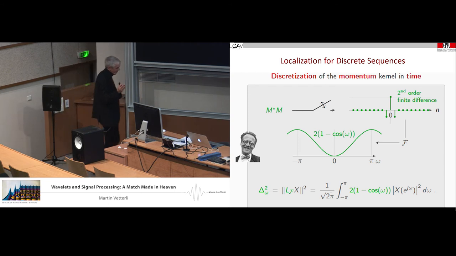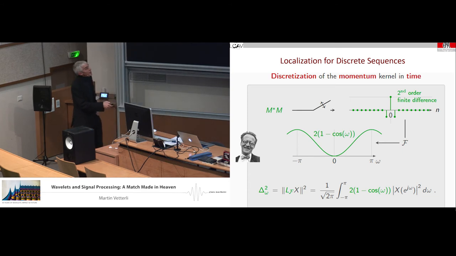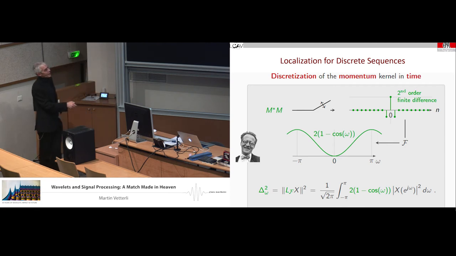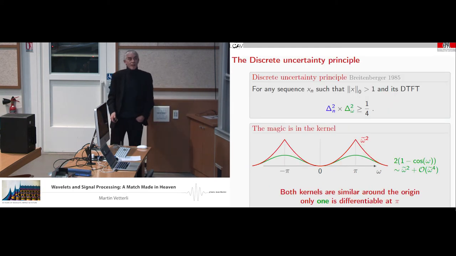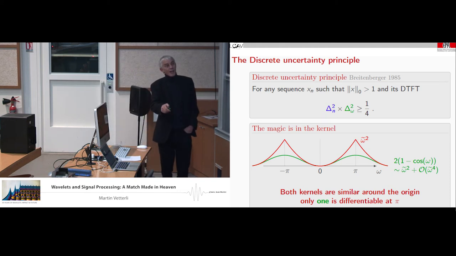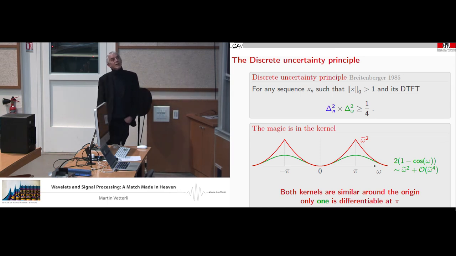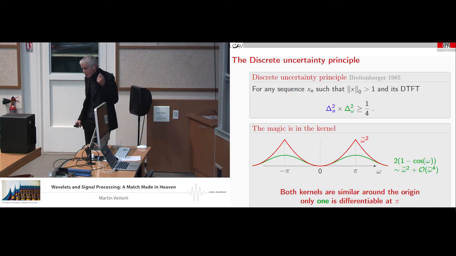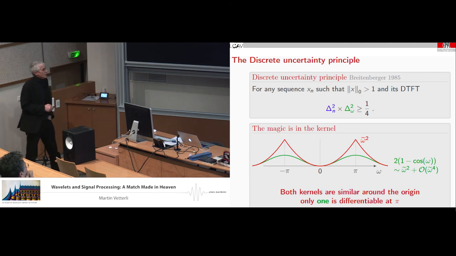So the spread or the localization in frequency, bring it back in time, it's momentum. If you discretize the momentum, you get a second-order finite difference. You go back to Fourier and you get a measure of spread here, which is periodic, which is 2(1 minus cosine omega). We can compare what the usual spread would be, that's the quadratic, versus the first trigonometric moment. And the first trigonometric moment, of course, doesn't have a discontinuity here. So if you take this as the definition of frequency spread, we are in periodic frequency, then that's a known result from the 80s. Breitenberger, I think, was the first to prove it.